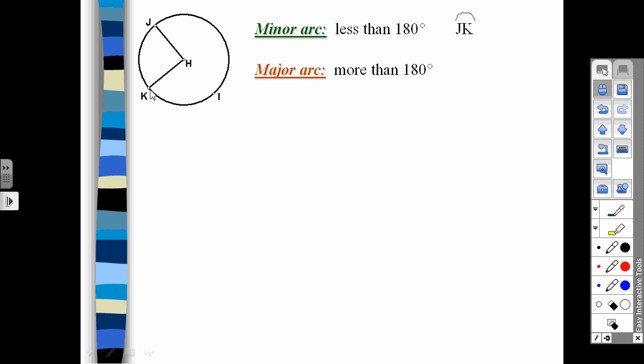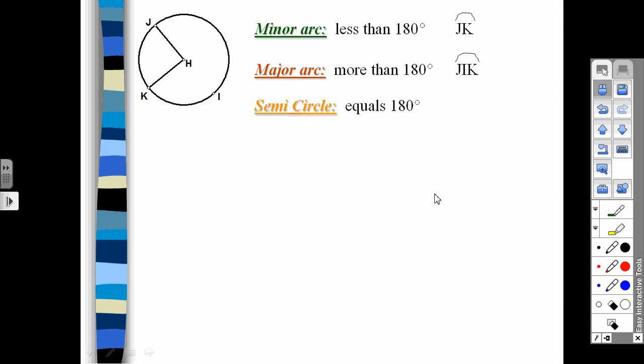So the way that you can tell the difference is that in the major arc, you're actually going to use a third letter or a third point. As you're traveling from one endpoint of the arc all the way around, you pass through a point, I in this case, to get to K. And so that's how you know the difference between the major and the minor arcs. So this would be arc JIK as opposed to arc JK. And then the third kind of arc is kind of silly to think of it, but we talk about the semicircle, which is exactly 180 degrees. And that is an arc itself.